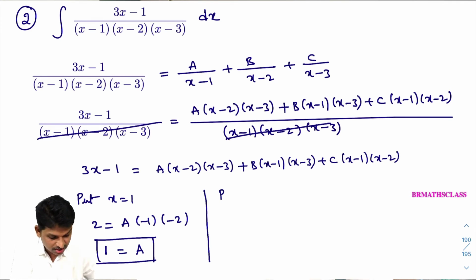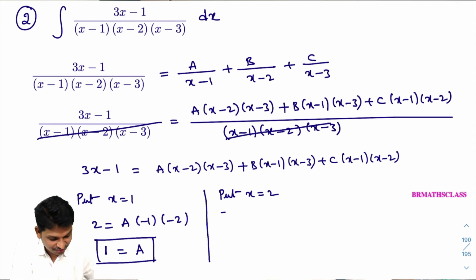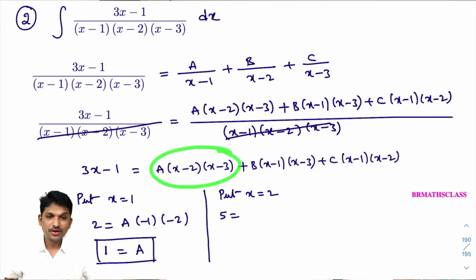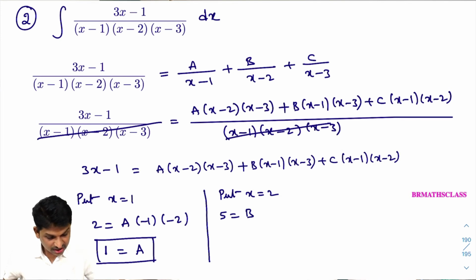Put x equal to 2 in this. 3 into 2 is 6. 6 minus 1 is 5. 5 equal to, when I put x equal to 2, this term will become 0. When you put x equal to 2, this also will become 0. Then you will get b value. So b into, look here, 2 minus 1 is 1, and 2 minus 3 is minus 1.